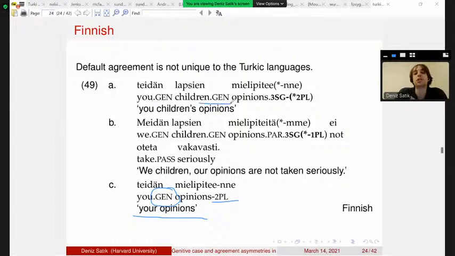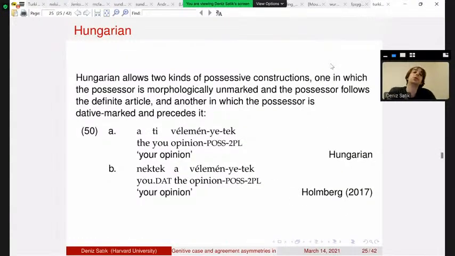So we have genitive case on you children. And what's going on here is that you can't have full agreement on the head noun. You can only have third person singular, just like Turkish. The agreement is default. So it's not unique to Turkish. There are probably a lot of other languages like this too. The particularly strong evidence in favor of genitive case blocking agreement is seen in Hungarian.